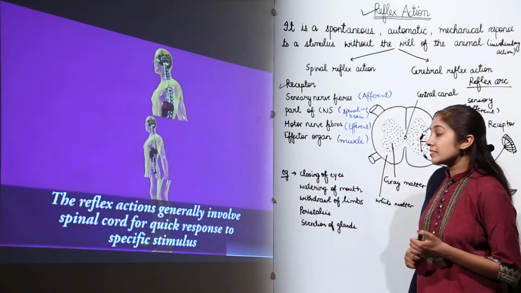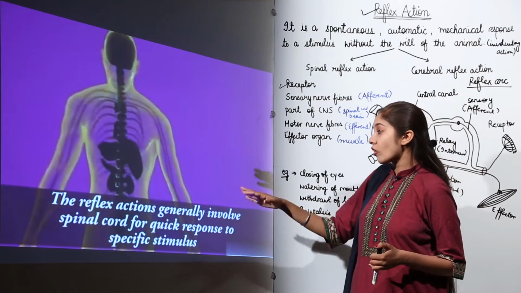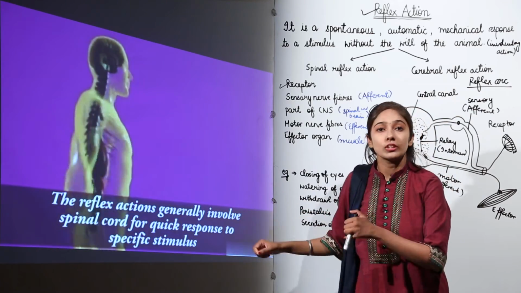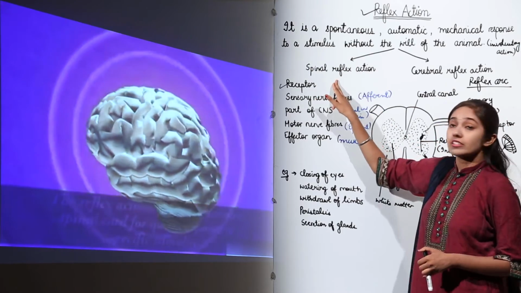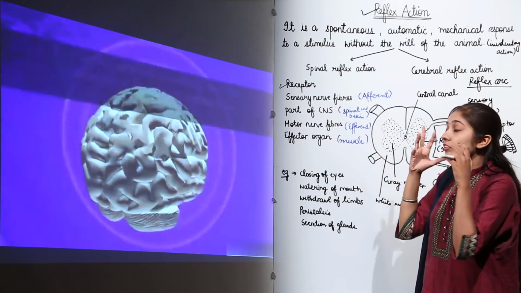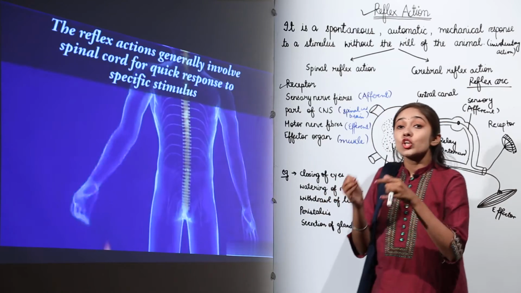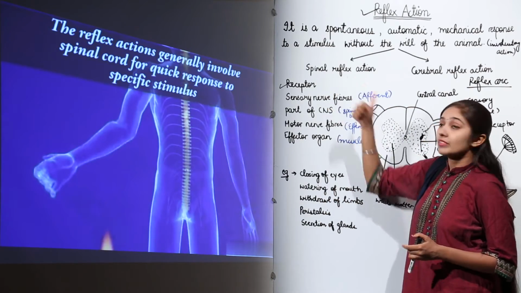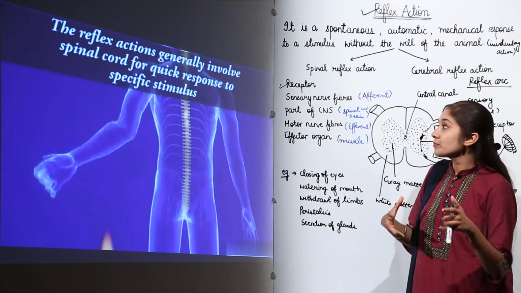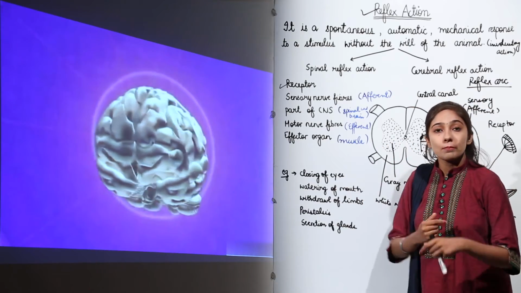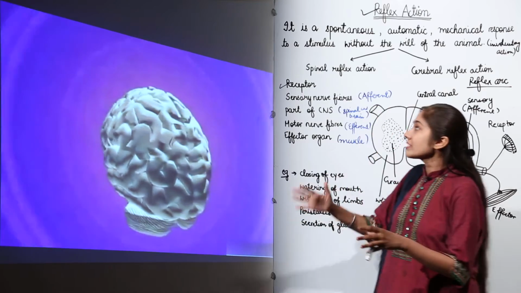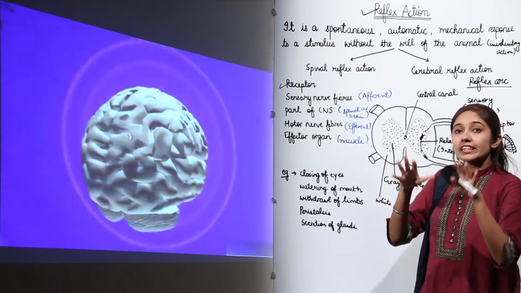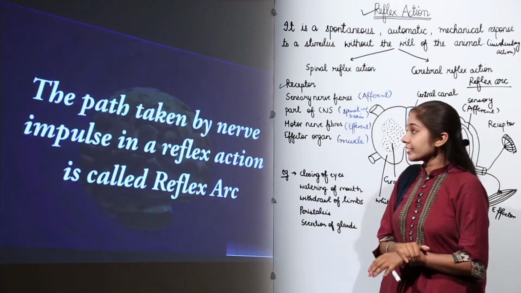So let's see how it happens. The reflex action generally involves the spinal cord for a quick response to a specific stimulus. Now why do we generally talk about spinal reflex actions in detail? Because the thinking process of the brain is slow compared to the spinal cord. The spinal cord is going to produce an instant response, but the brain is not. So because of reflex actions, we are actually decreasing the burden on your brain, right?